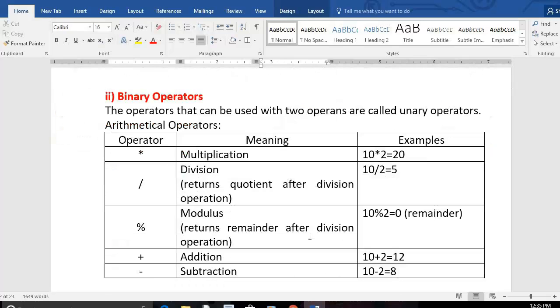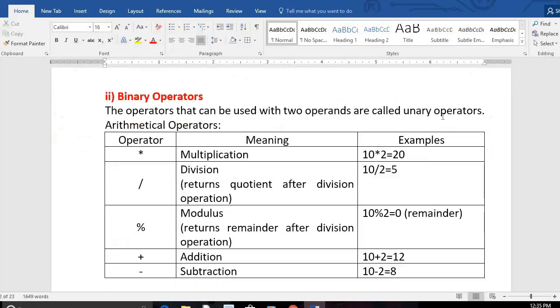Next one is binary operators. The operators that can be used with 2 operands are called binary operators. Multiplication: 10 into 2. Division: 10 by 2. Modulus: 10 mod 2.